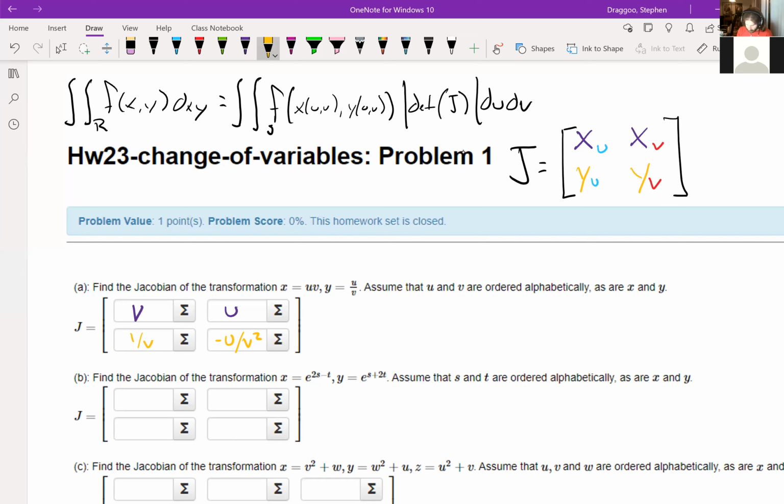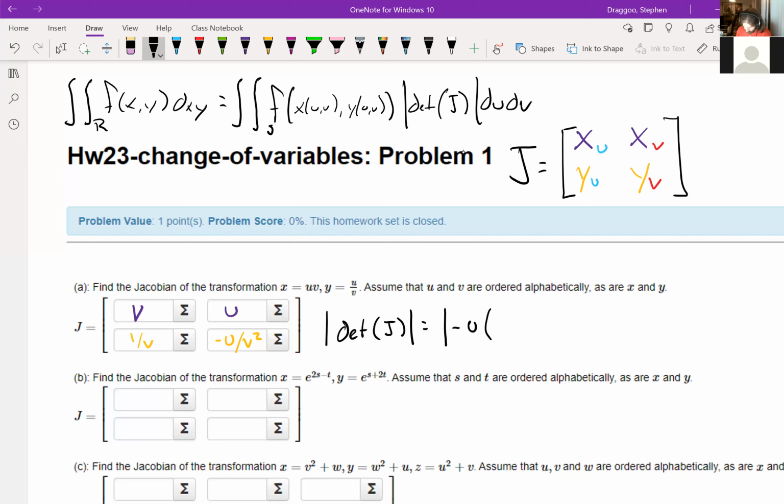And after we set up that particular matrix, the determinant of J is what actually goes in here. The determinant of that Jacobian matrix is usually the thing that we care about. So let's try that one time, put that into some amount of perspective. Take that determinant, v times negative u over v squared. It's going to be negative u over v.